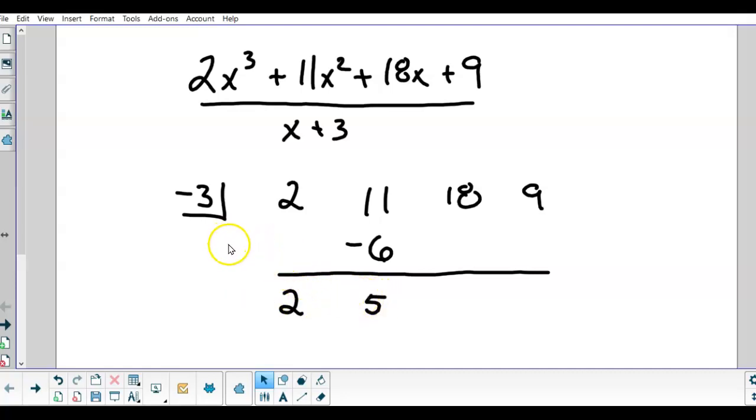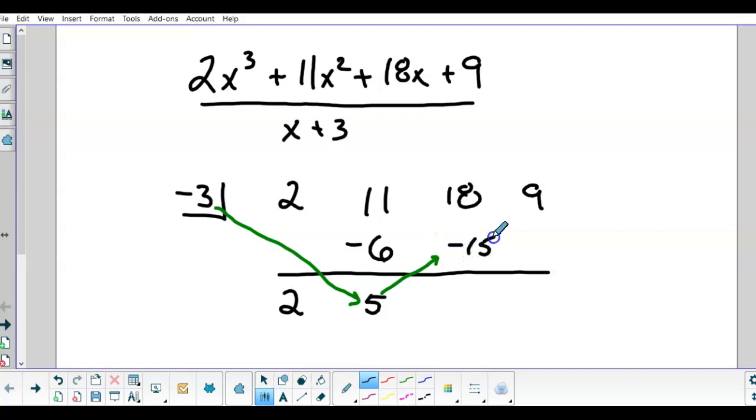Okay, so now that I have 5 there, I repeat that process again. I'm going to now multiply -3 times 5. Well, that gives me -15, which I write up here. Now I add this column up. And when I add that column, I get 3.